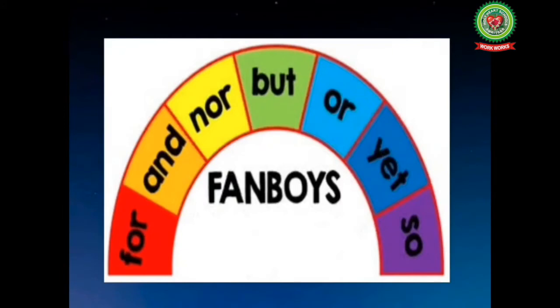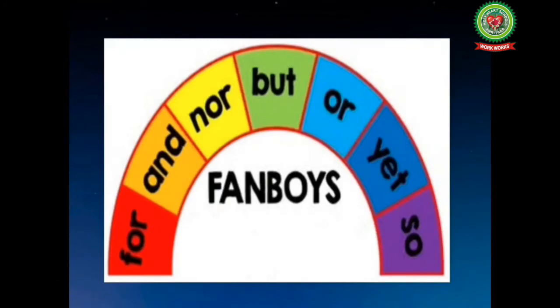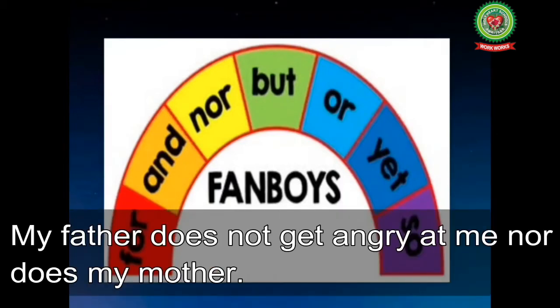Next is and. And is used to show addition. It presents ideas that are similar. For example, my brother wants to be a writer and a scientist. Nor. Nor is used to say not. It presents a negative idea with another or joins two sentences having the adverb not. For example, my father does not get angry at me, nor does my mother.